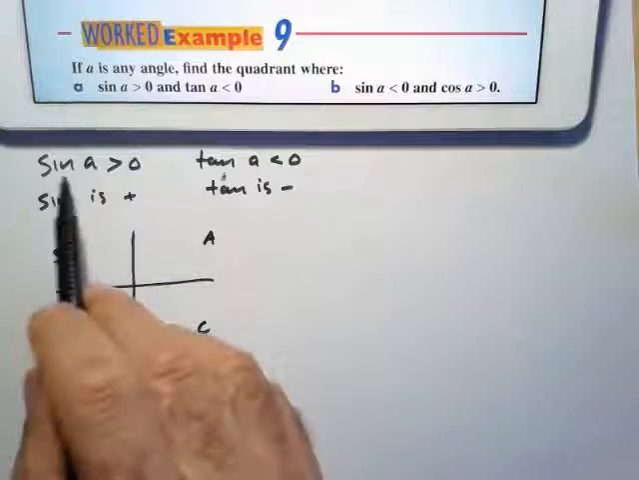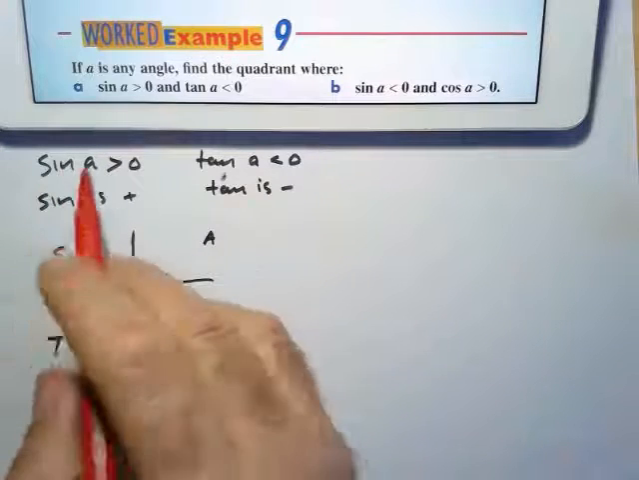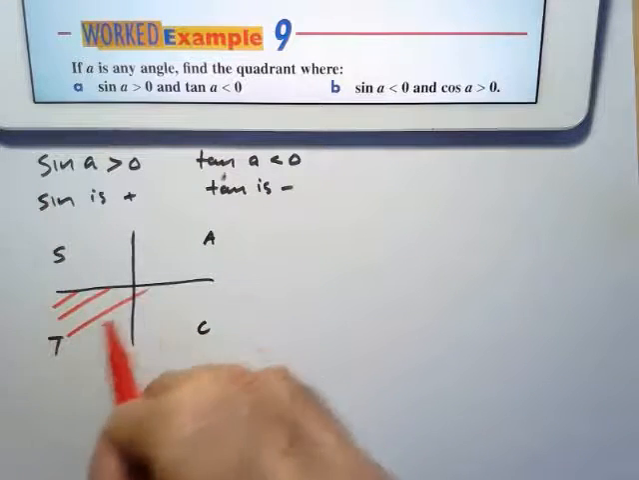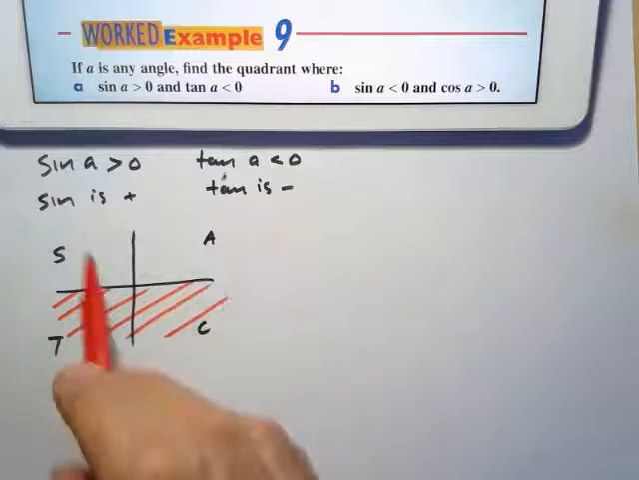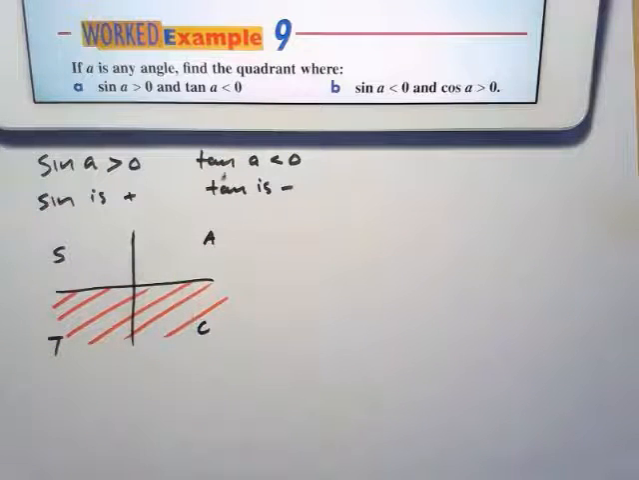Okay. Sine A is positive, so sine A is only positive. And I'm going to scratch out that sine is negative. So where is sine negative? Sine is negative here, so it cannot be there because sine is negative. Sine is positive there and there, which means it must be in the first and second quadrant.